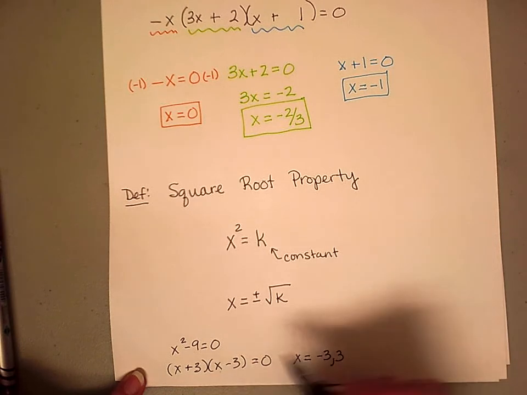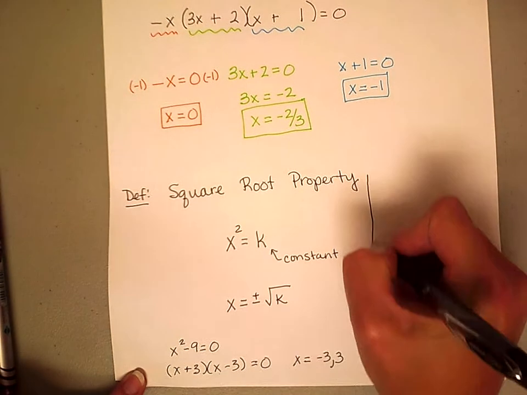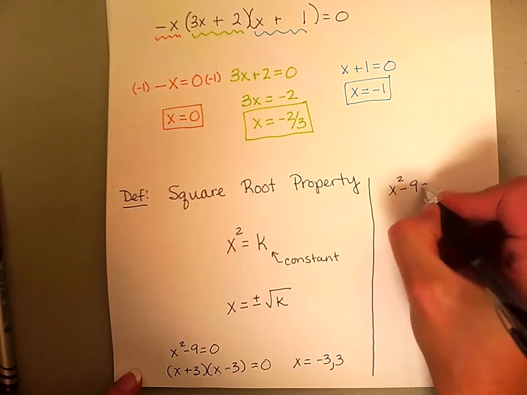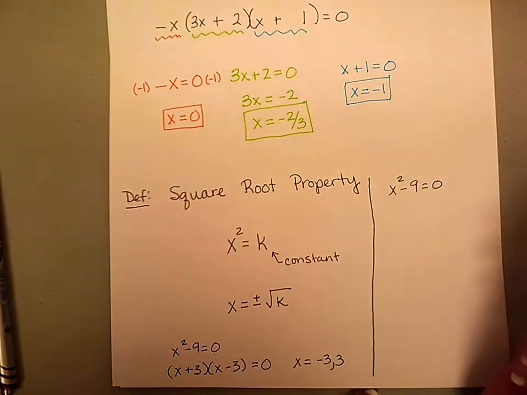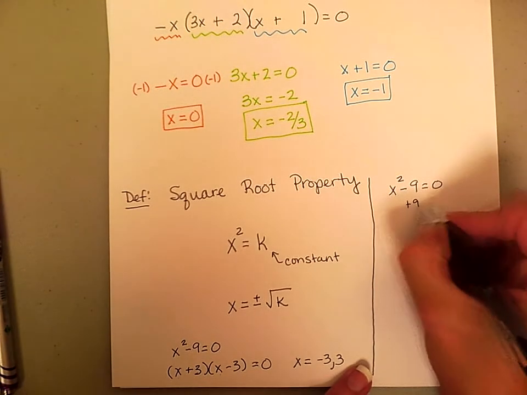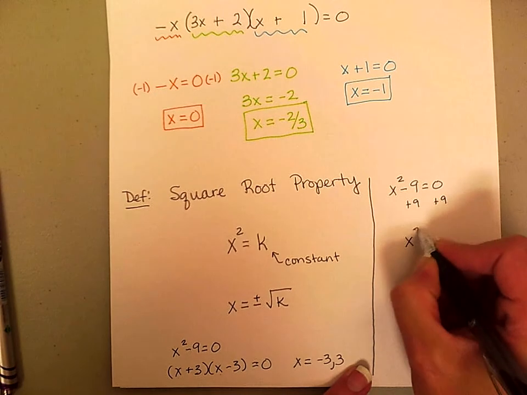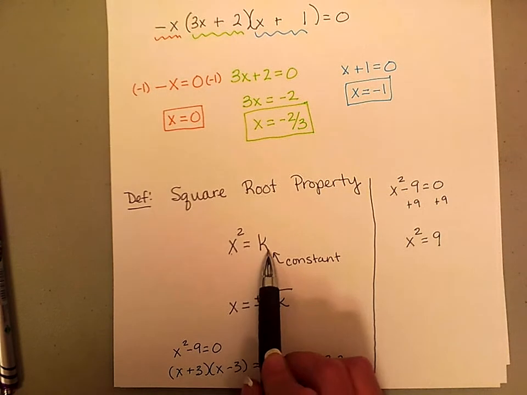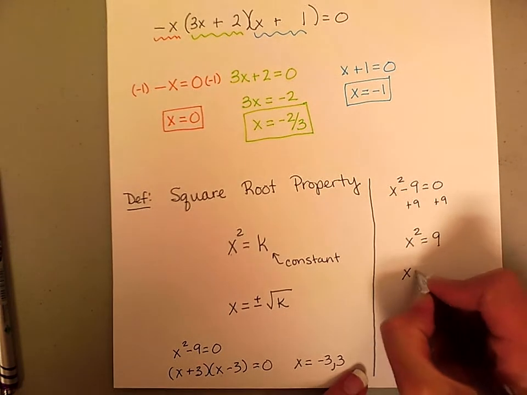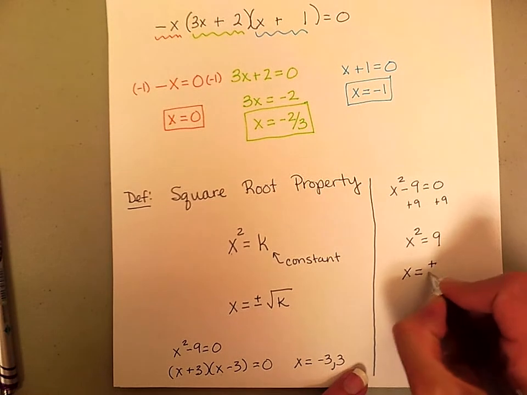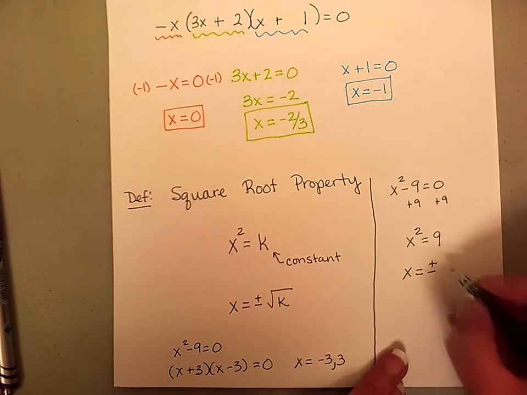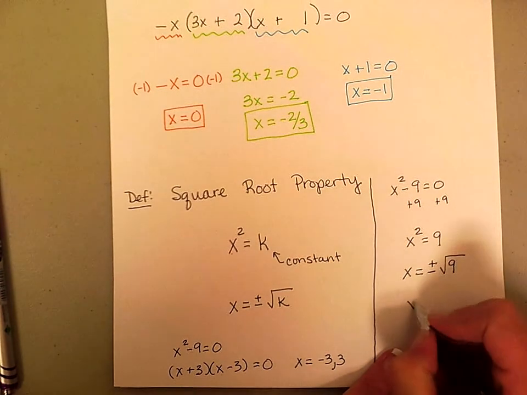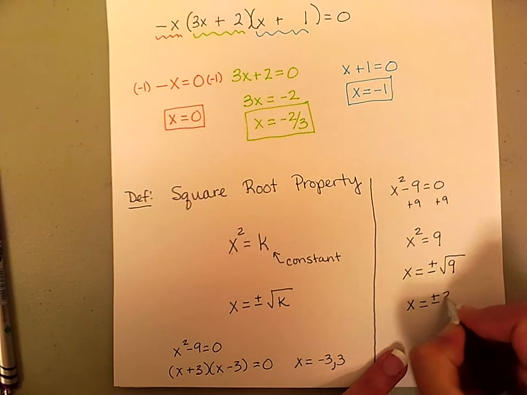So in this case, if we were to solve it using the square root property, we would see we have to add 9 to both sides, add our constant. So x squared is equal to 9. Now we're in this form. And then we can take the square root of both sides. And the thing we have to remember when we do that is that we take the plus or minus as well. So x is equal to plus or minus 3.